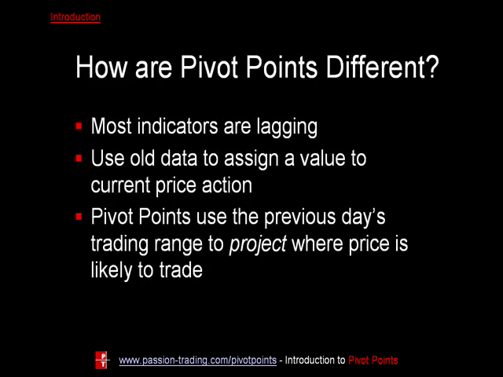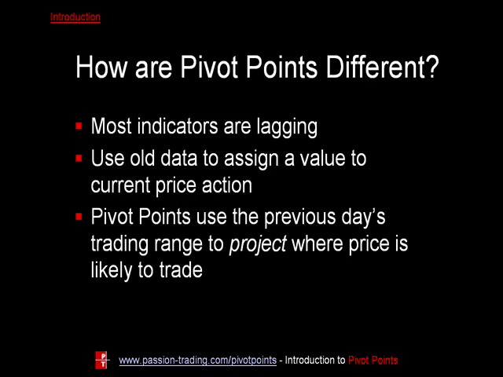How are pivot points different? Let's look in detail at our first 2 points here. Most indicators are lagging, which means they use old data to assign a value to current price action. Now let's give you an example of this. Think of a moving average. We're using the last 10, 20, 50 or however many periods to define the moving average's value. So by very design, we're lagging.